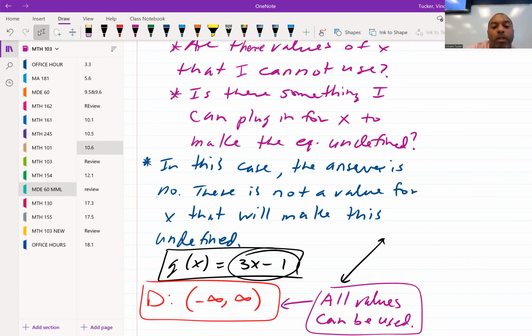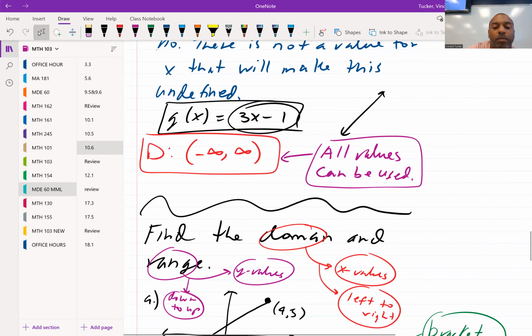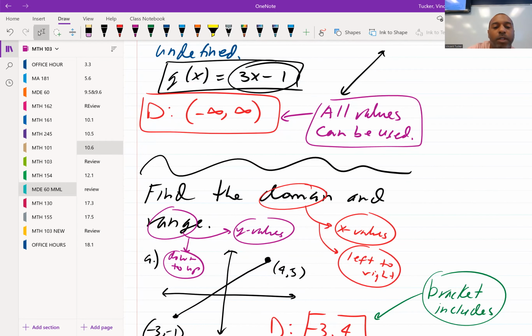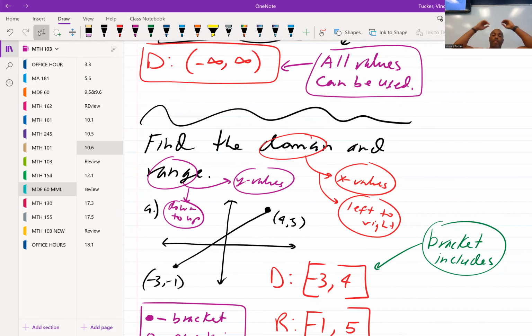All right. Everybody good? Any questions? All right. Last type of problems that we may see. They ask us to find the domain and range. They'll give us a graph and ask us to find the domain and the range. So don't forget, domains are your x values. The range are your y values. Your domain, you're going to write from left to right, smallest to largest. Your range, you will write from down to up. Once again, smallest to largest.